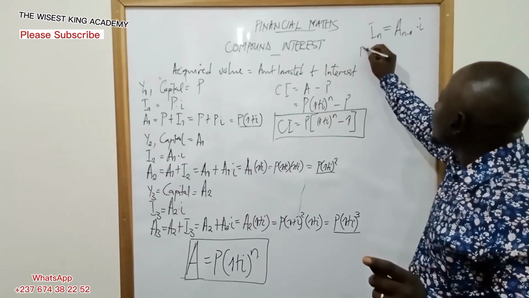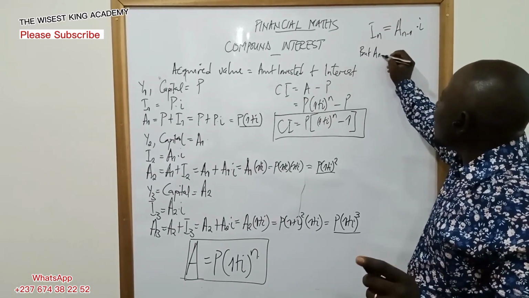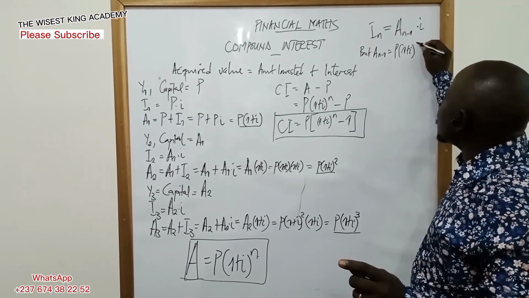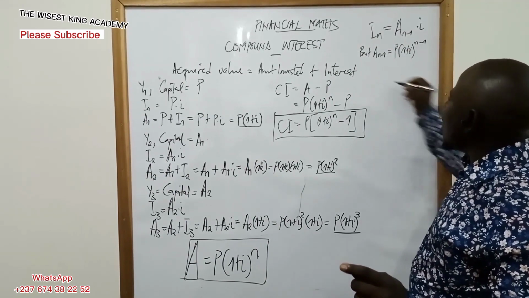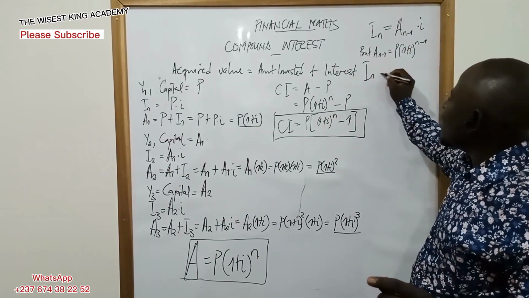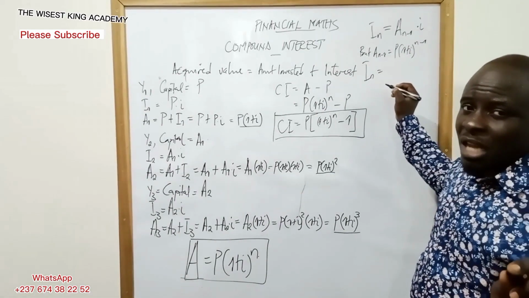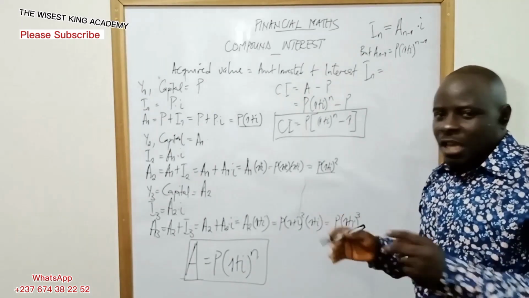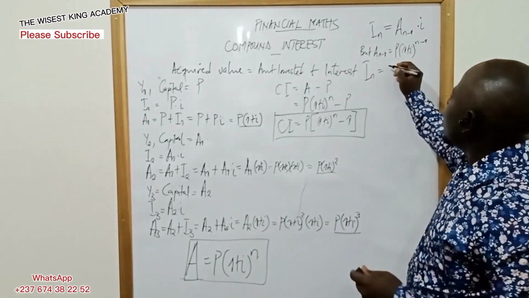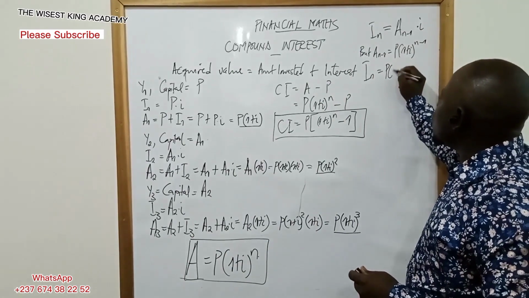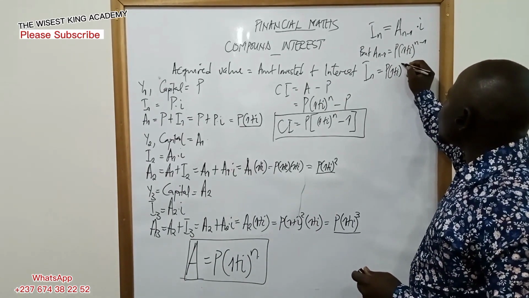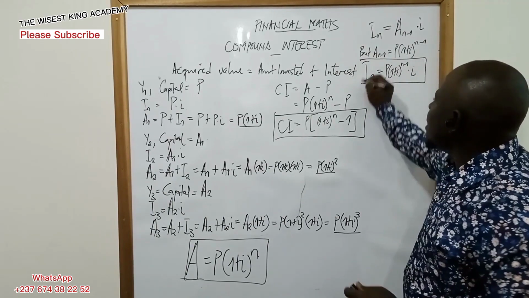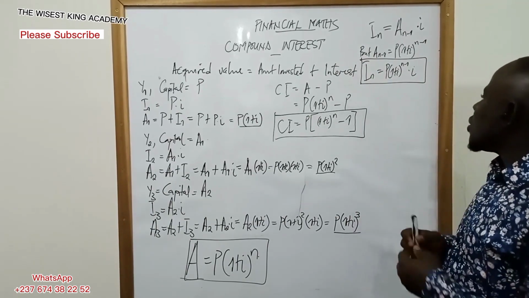But An minus 1 will be equal to P into 1 plus i raised to the power n minus 1. So In, n here is any period. Is that okay? Any period. If you are asked to calculate the interest for the nth period, this will be P into 1 plus i raised to the power n minus 1 times i. This is the interest for a particular period.